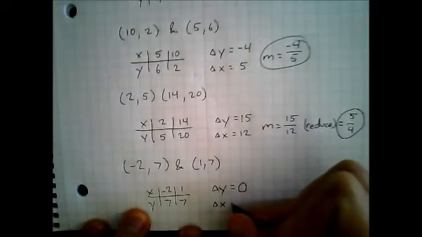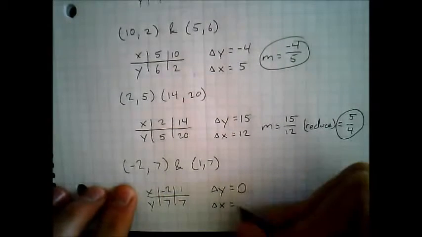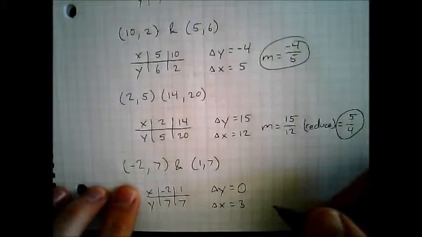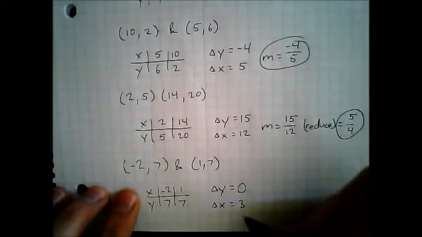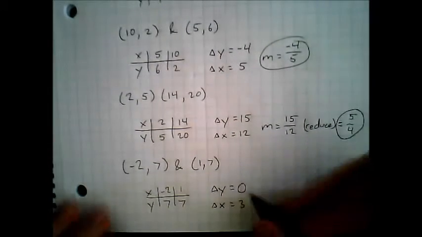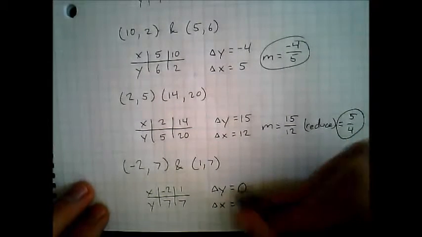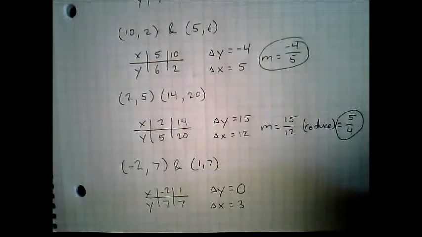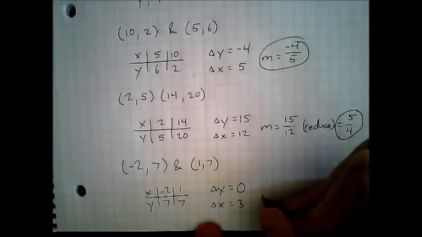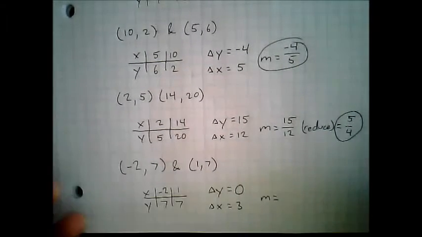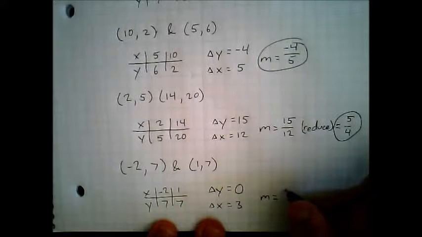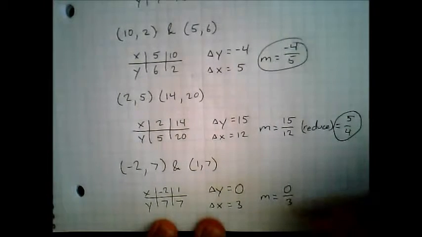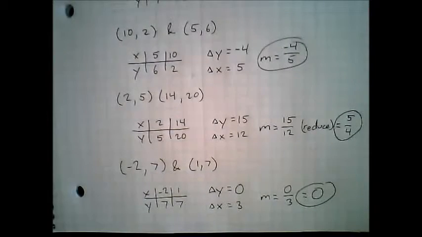And our delta x, we're going from figure -2 to figure 1, so that's over the course of 3 figures. From -2 to +1 we're adding 3. So if we're adding 0 tiles every 3 figures, well, delta y equals 0 means we're not adding or subtracting anything. This tile pattern isn't changing, and that means our slope, which measures the rate of change, isn't changing. Our slope is just 0 over 3, which is simply 0. The slope of this line is 0.